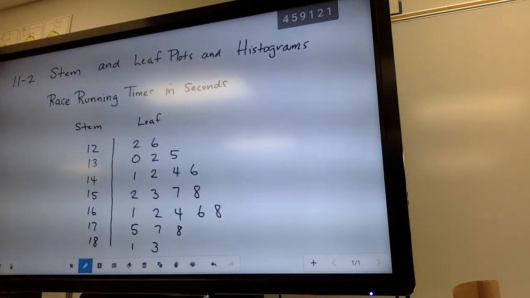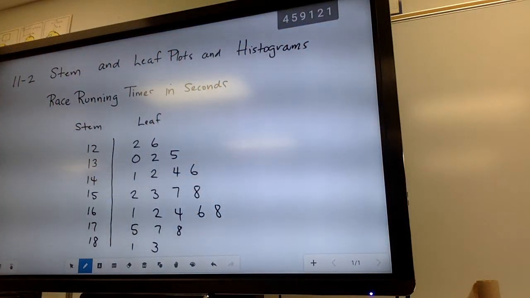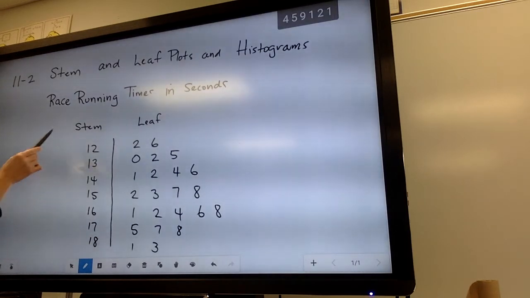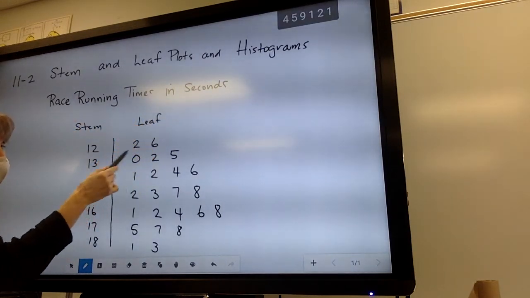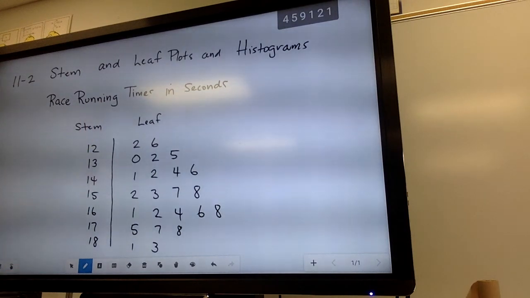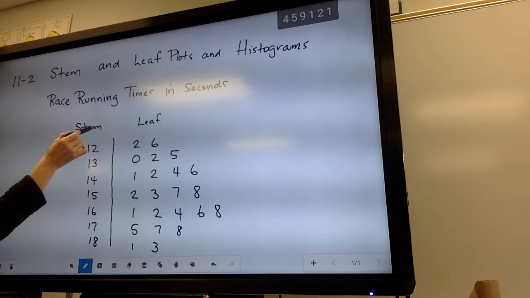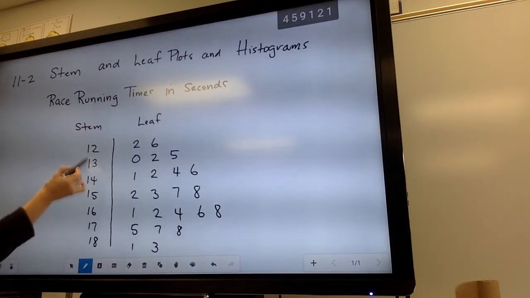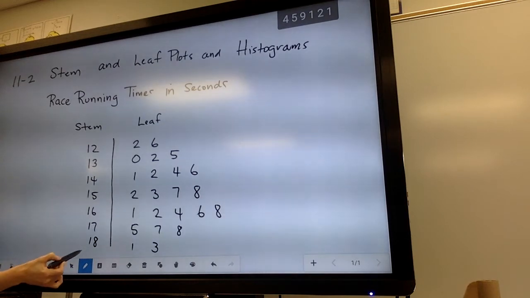So, what we call a stem and leaf plot, it's going to look like this. And like lots of different graphs, we try to title it so that we have an idea of what the numbers mean. So this says these are race running times in seconds. You have two parts to the graph. You have what's called the stem, and you see these values 12, 13, 14, all the way down to 18.